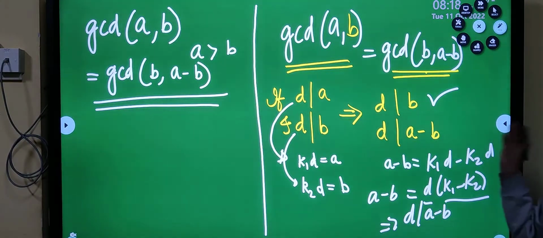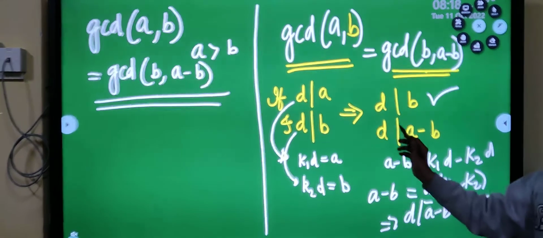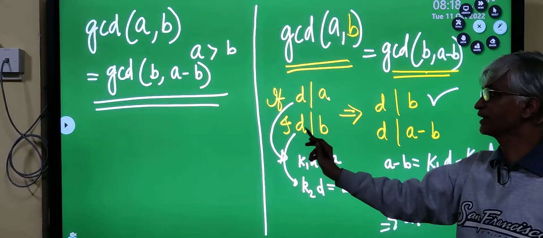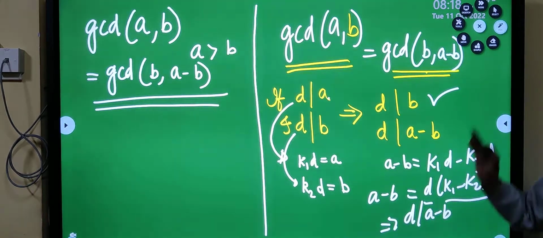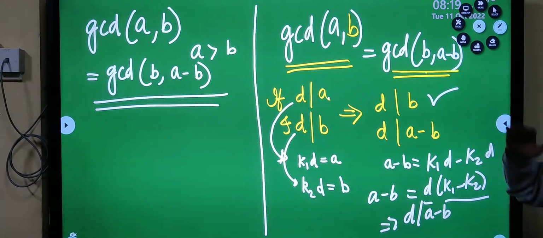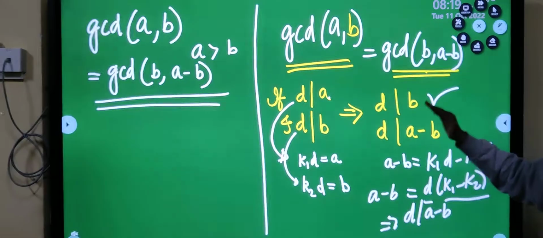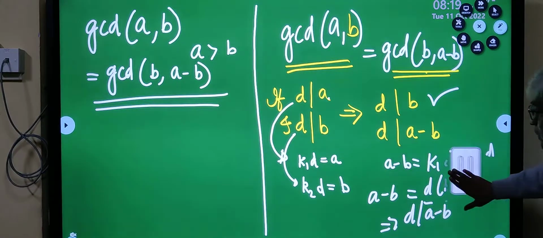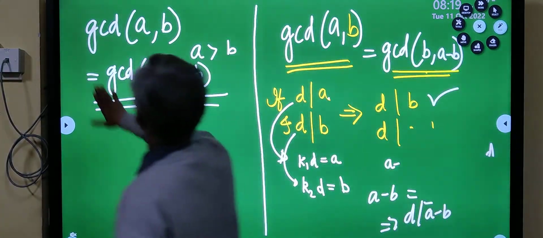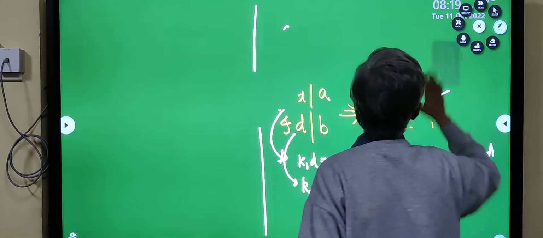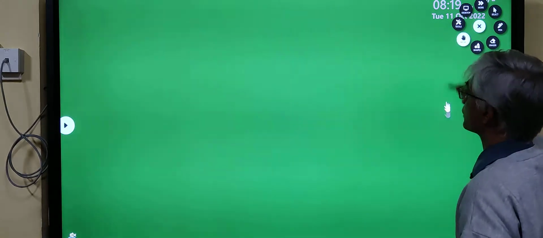So proving the reverse statement, the converse statement, that D divides B and D divides A minus B implies D divides A and D divides B is equally easy. So let us not spend much time on this. Rather, let us mention the second Euclid's algorithm, and then let us put a close to our discussion on Euclid's algorithm. So let us look at the second algorithm, which is quite important because it is a more efficient algorithm.